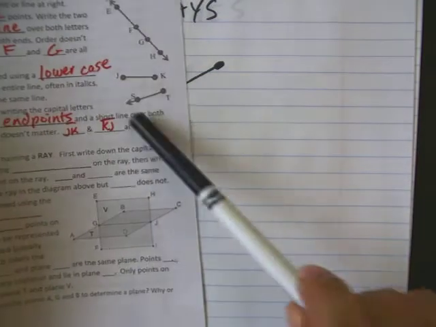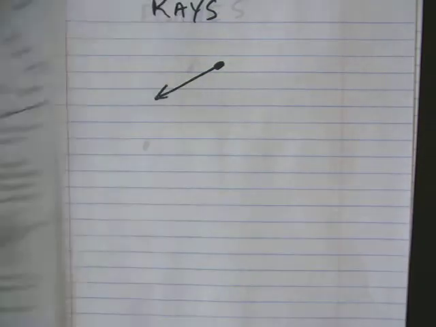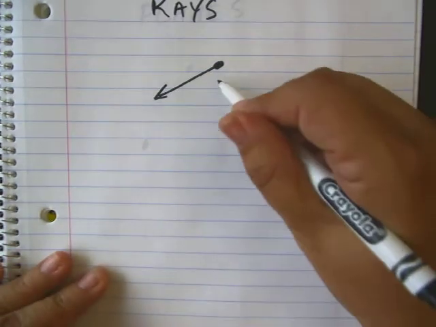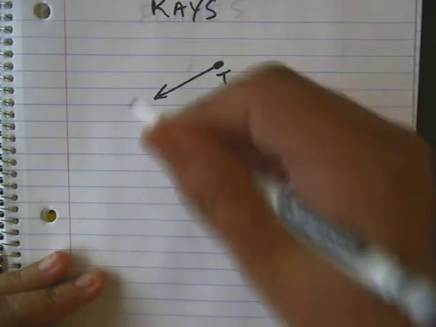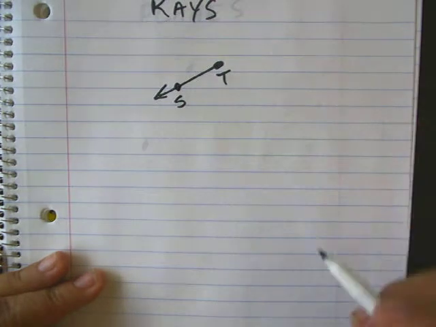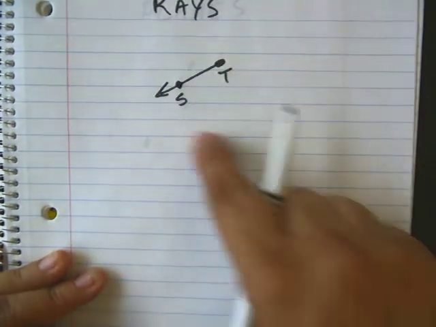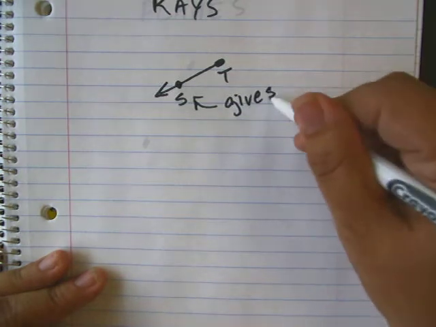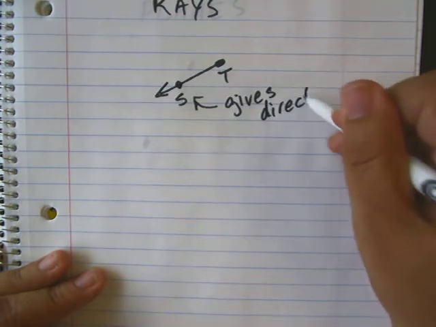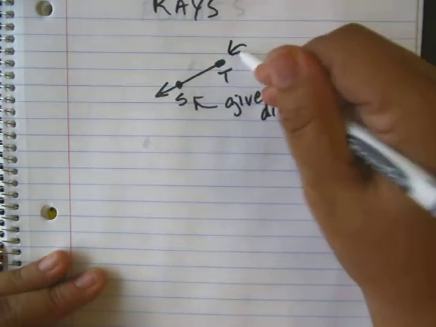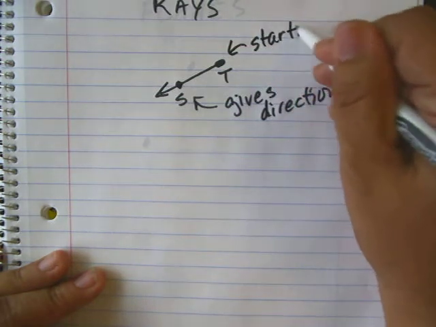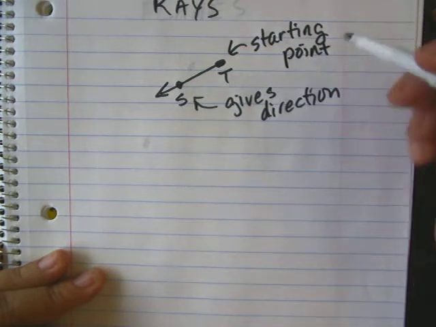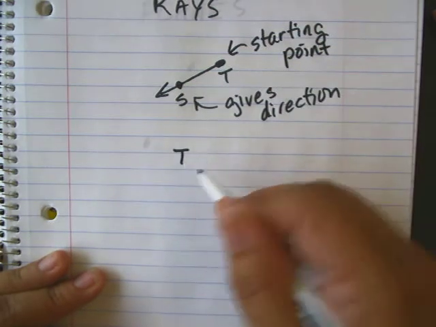The S, you can use any point on this side of the line. This gives direction, and this is the starting point. So when you are labeling, you always start with the starting point, the end point there. It's always TS, like that. It is not ST. This is not the same ray. Okay, so those are not equal.